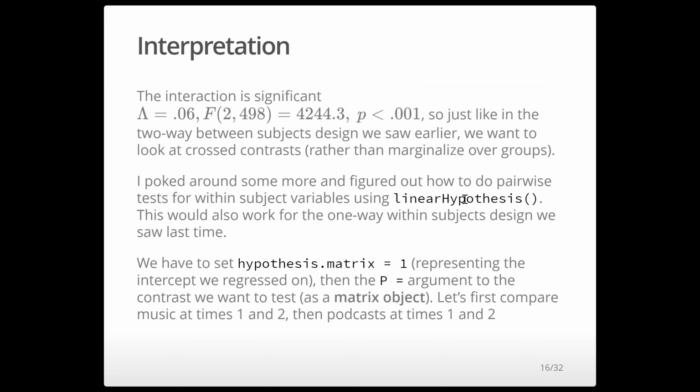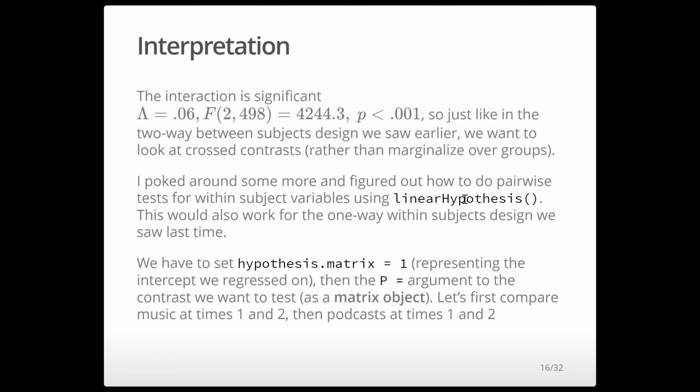Just like in the two-way between subjects design we saw earlier, we want to look at cross contrast. And the other way to interpret this significant contrast is that what it's saying is that the change in engagement over time, or the difference in engagement at the different time points, depends on the type of media. So it's not the same for music and podcasts.